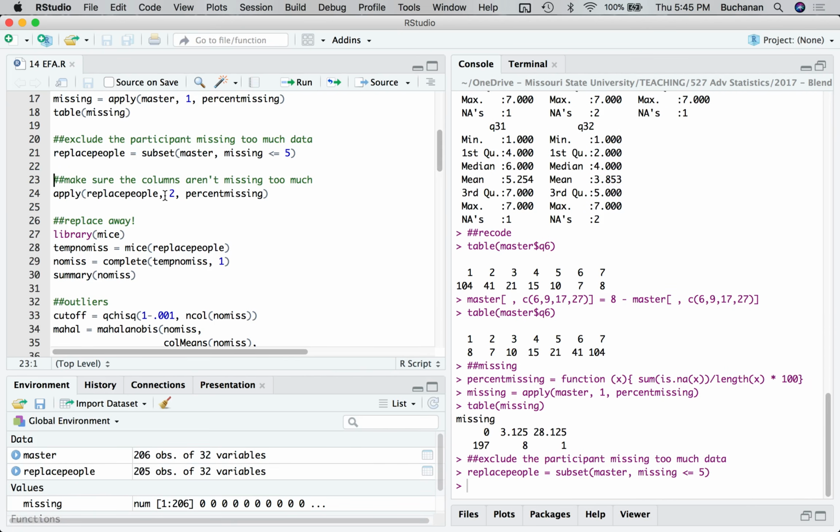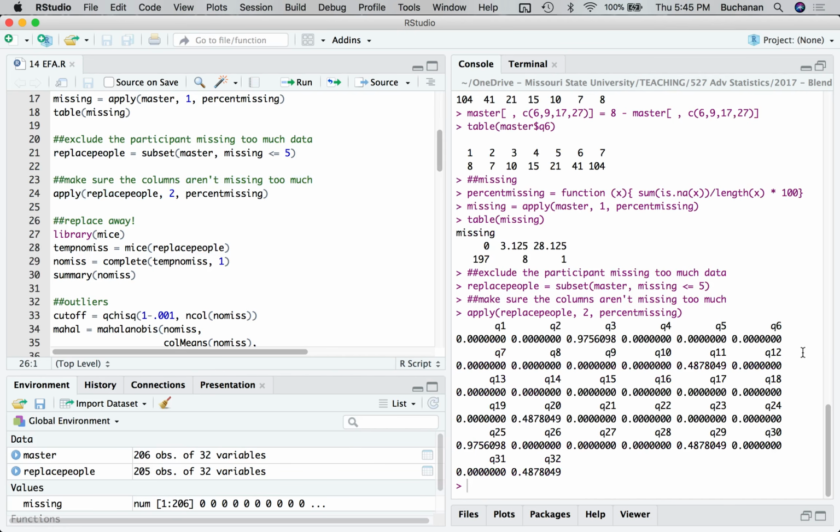Now I'm going to look at this new replace people data set and make sure that my columns aren't missing too much information. So 2 for columns here. And on that one, I'm not going to save it. I'm just going to look at it because I have way less columns than people. Remember, this is already a percentage. So these are all less than 5%. Remember that this is not proportion. So this is less than 1%, and this is less than 0.5%.